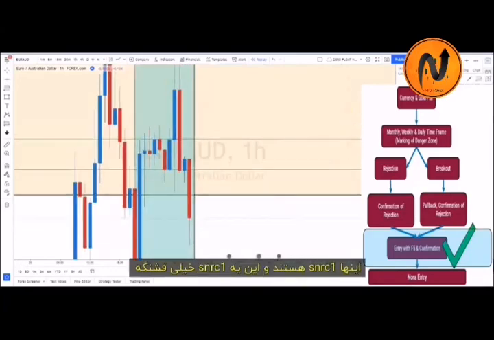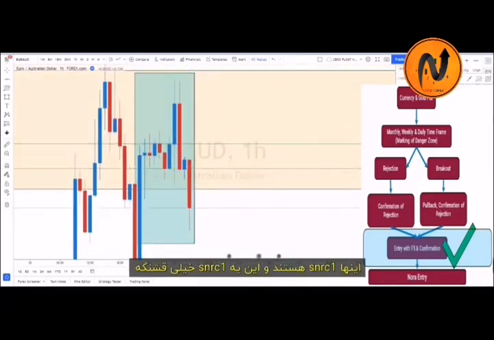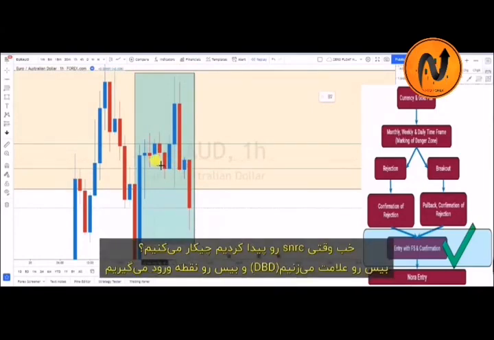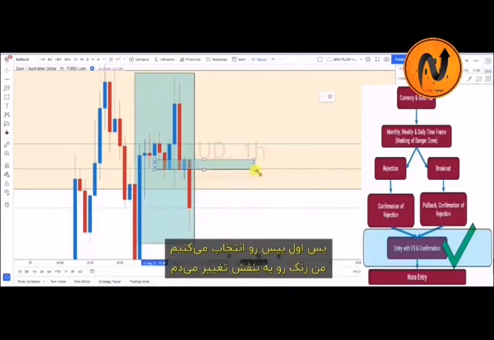It is the SNRC1. This is also a very beautiful SNRC1. So what should we do if we found the SNRC1? We mark the base, the base drop, as our entry point. Okay, so we mark the base first. I'm going to change the color to, let's say, purple. Yes, okay, we have a clearer view.